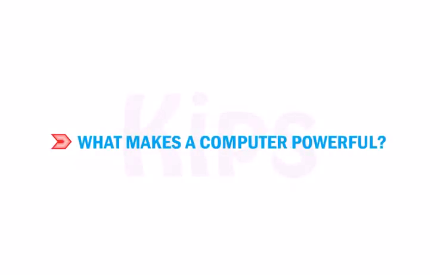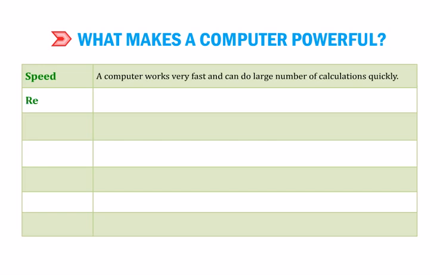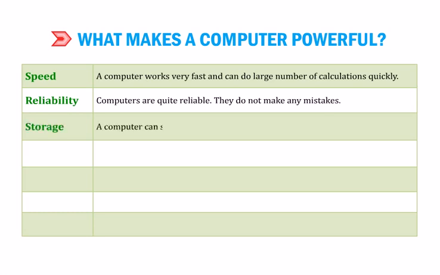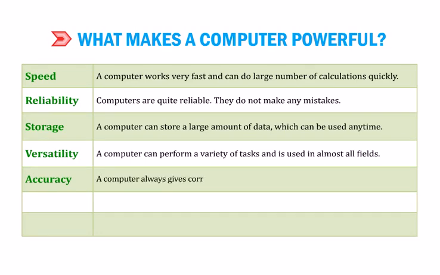Alright children, let me tell you what makes a computer powerful. Speed. A computer works very fast and can do a large number of calculations quickly. Reliability. Computers are quite reliable. They do not make any mistakes. Storage. A computer can store a large amount of data which can be used anytime. Versatility. A computer can perform a variety of tasks and is used in almost all fields. Accuracy. A computer always gives correct results.